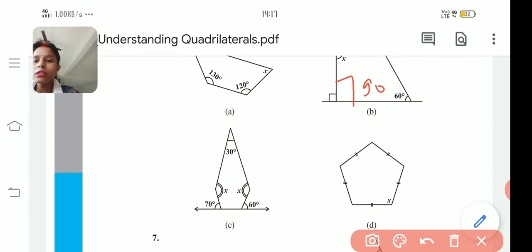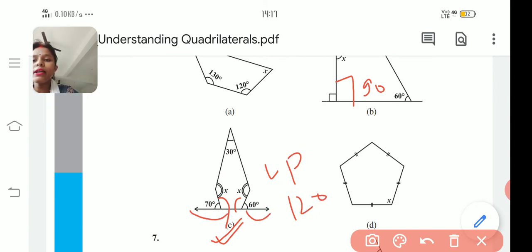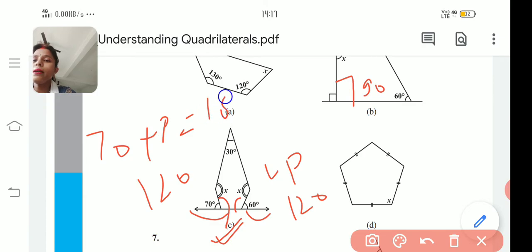Now see part C. How will you do this? This angle and this one. By using the linear pair, by using LP, you have to find it. So it will be 120 and it will be 110. By using the linear pair, 70 plus P is equal to 180, and let it be Q, Q plus 60 is equal to 180. By using the linear pair you will get it as 120.